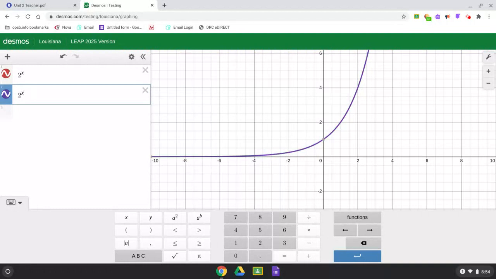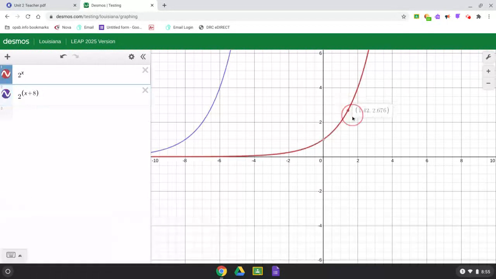Well, it keeps shifting on me. Why is it shifting on me? Let's do this. X plus 8. Okay, Desmos requires you to type in a parentheses. Okay, so you'll see that from the parent function, the red line here, to the blue or purple line here, I'm shifting 2, 4, 6, 8 units to the left.